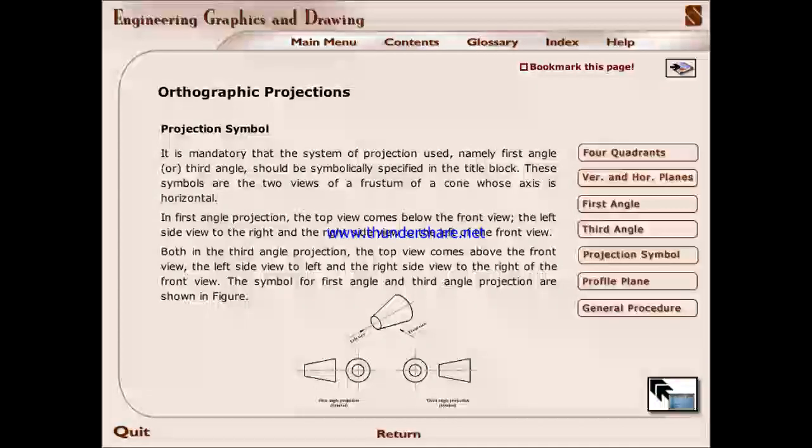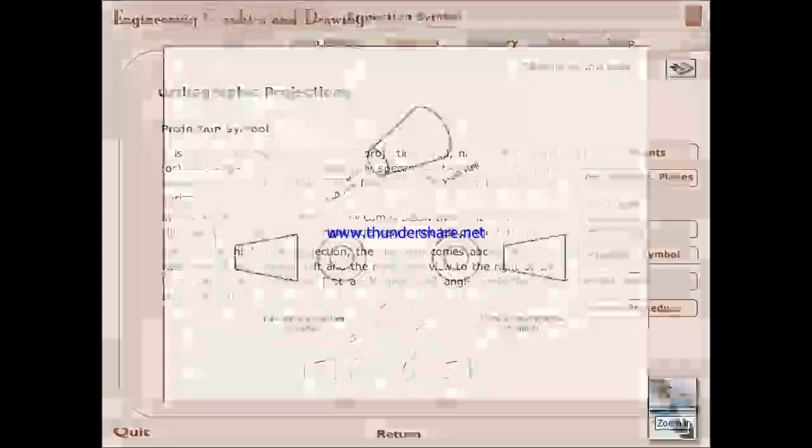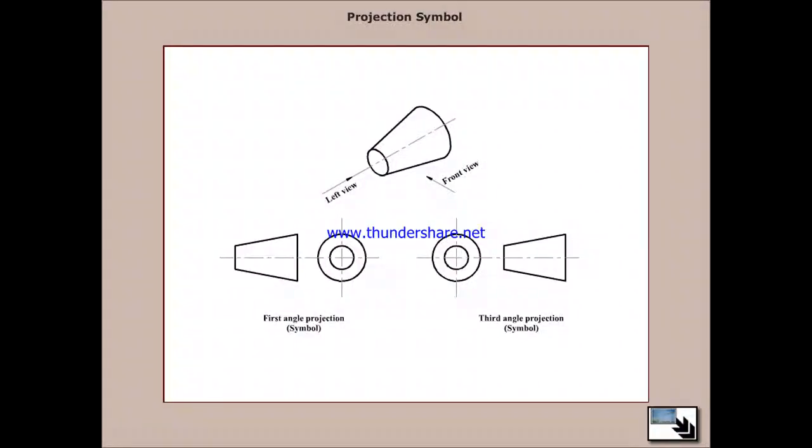In first angle projection, the top view comes below the front view, the left side view to the right, and the right side view to the left of the front view. In third angle projection, the top view comes above the front view, the left side view to the left, and the right side view to the right of the front view. The symbols for first angle and third angle projections are shown in the figure.